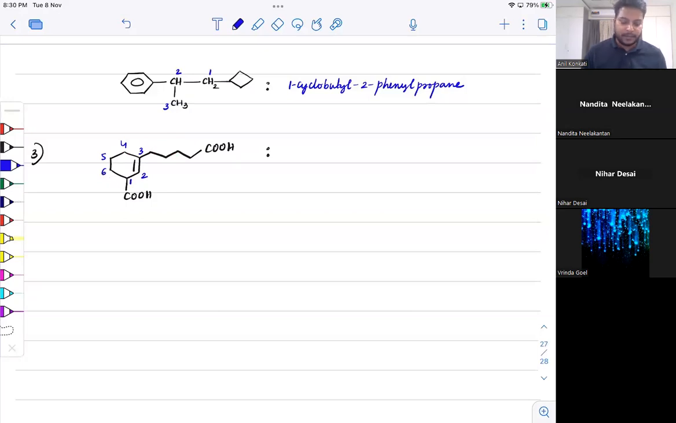Okay. Now, can you do it further? You know that COOH is called carboxy. This entire COOH together is called carboxy. So can you name it now? Please try that.